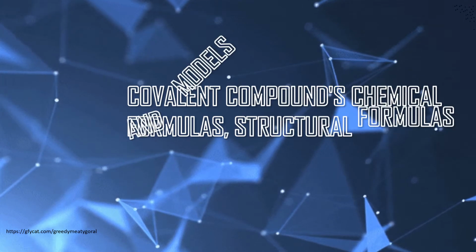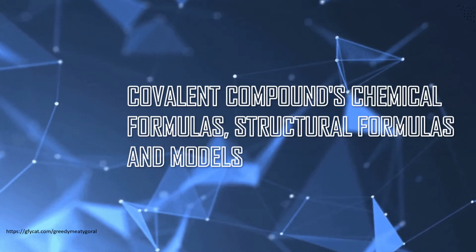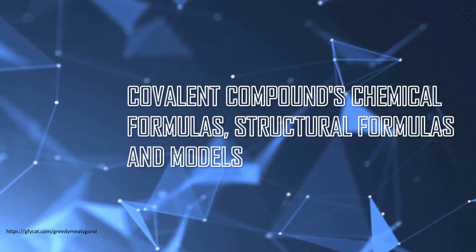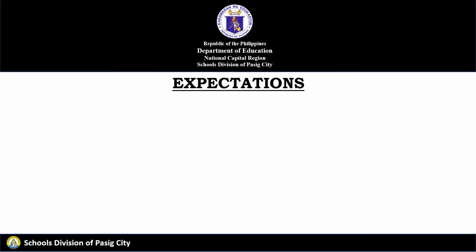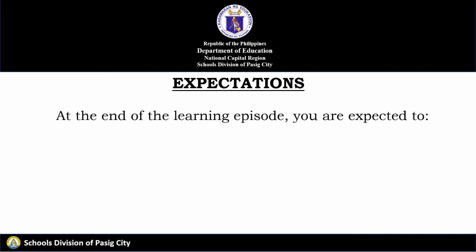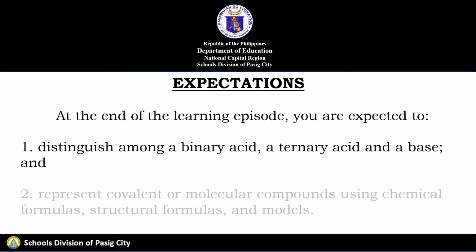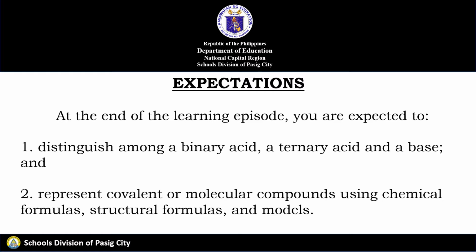And today, you will learn about covalent compounds, chemical formulas, structural formulas, and models. At the end of the learning episode, you are expected to 1. Distinguish among a binary acid, a ternary acid, and a base, and 2. Represent covalent or molecular compounds using chemical formulas, structural formulas, and models. Ready now?